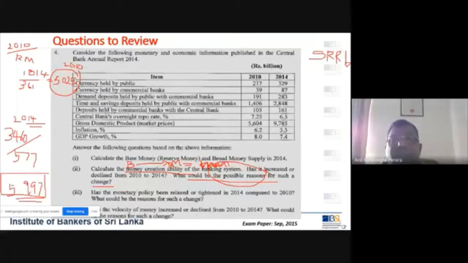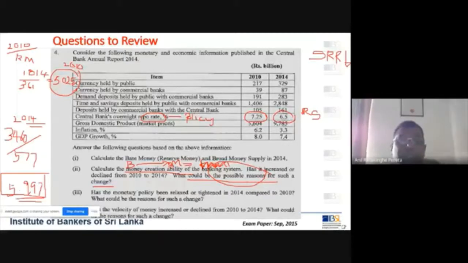And somebody correctly pointed out again, the repo rate has gone down from 7.25 to 6.5. So the central bank overnight repo rate means the policy rate of the central bank. We discussed policy rates last week, remember? Monetary policy rates. So if the monetary policy rate has gone down, that indicates the interest rates in the economy have gone down, allowing more lending.